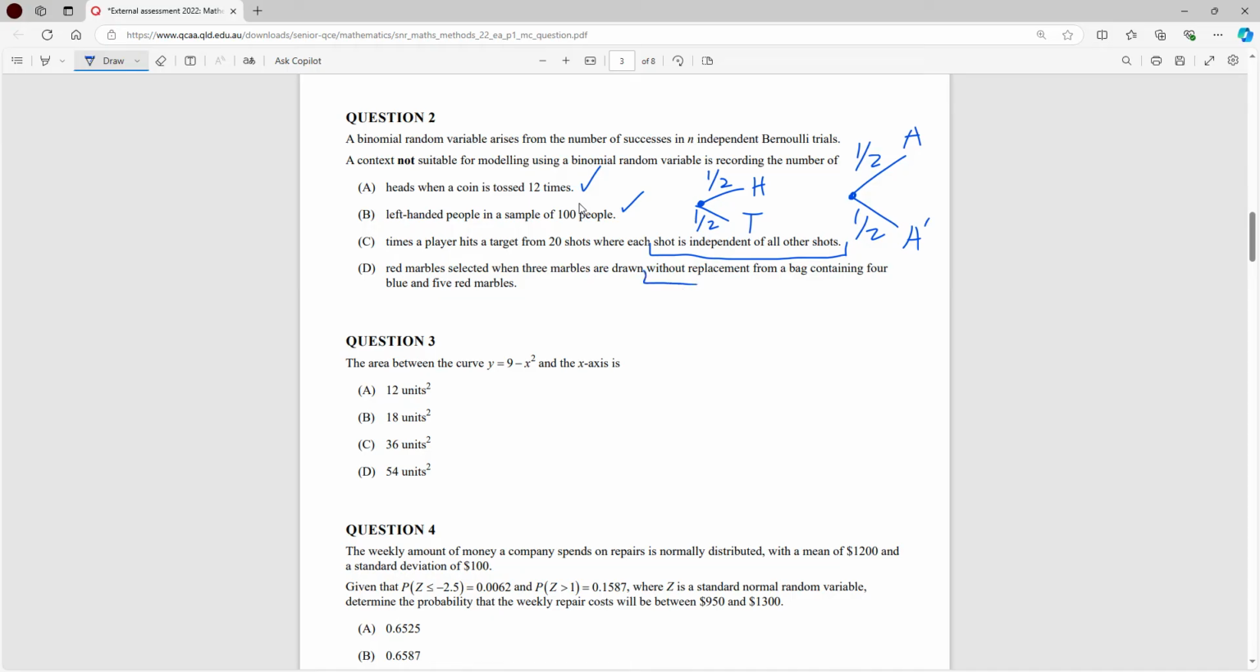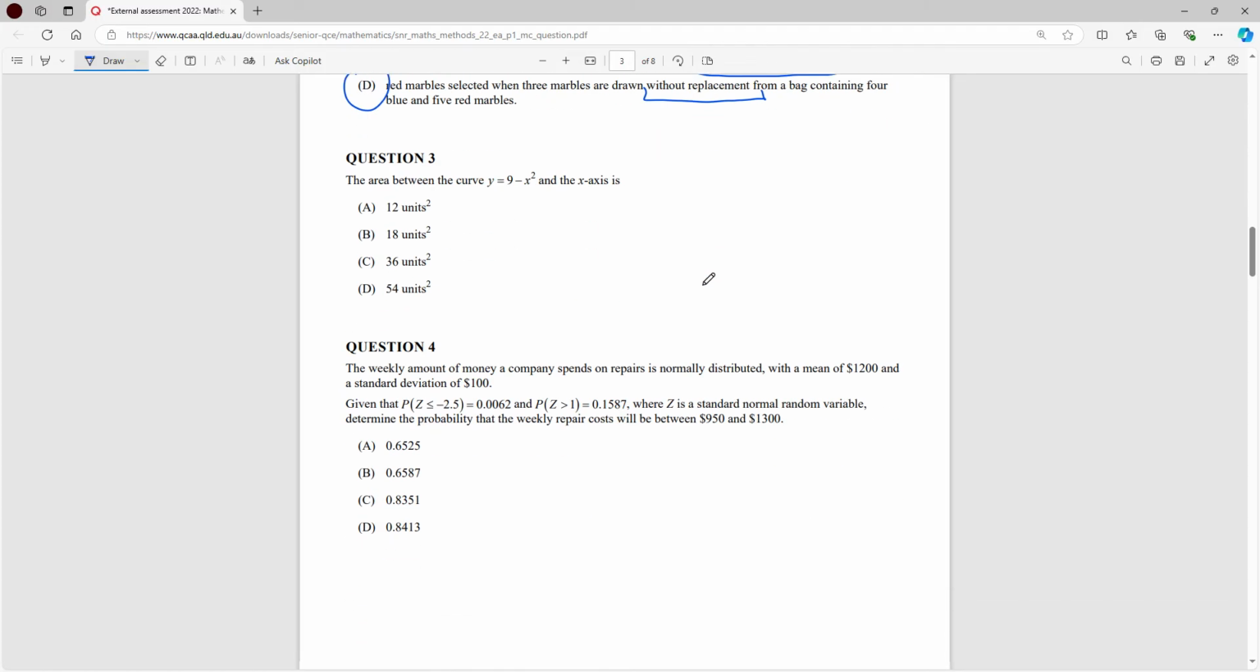Okay, so as soon as I see without replacement, that is not binomial because that means the probability is changing because the sample size is getting smaller because you're not putting them back. So this is not binomial, so this is the correct answer. Okay? If you have any questions about this one here, leave something in the comments and I'll try my best to answer it. Okay? Question 3.